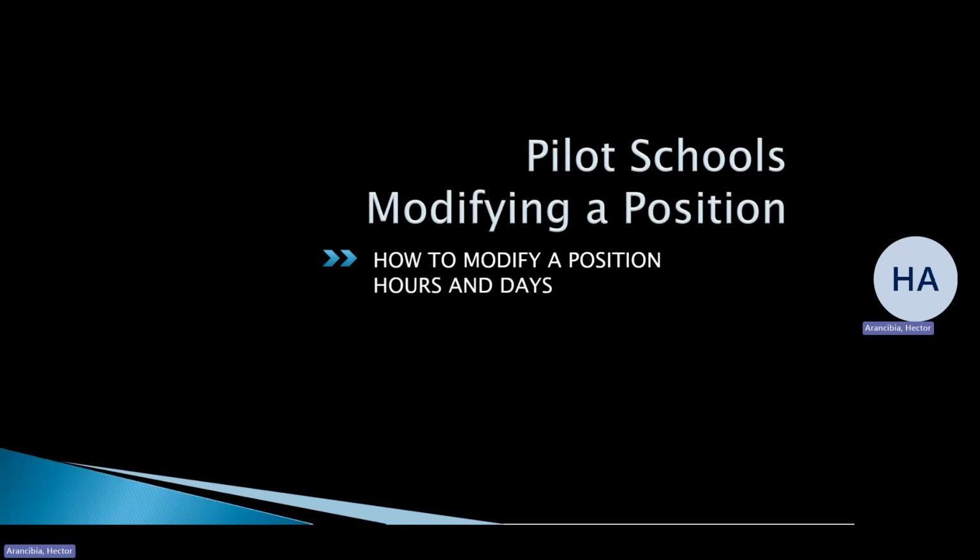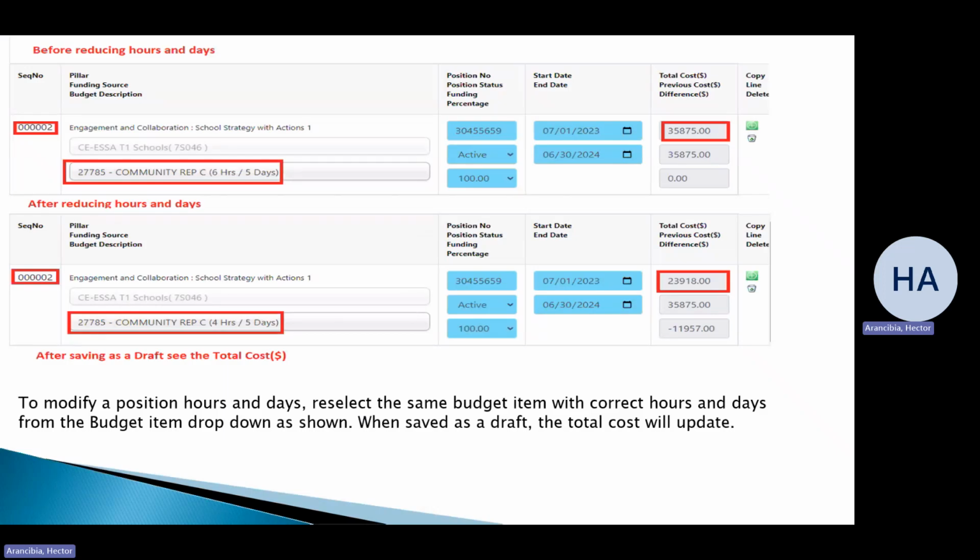Now we're going to cover how to modify a position. So to modify the position hours and days, simply reselect the same budget item with the correct hours and days from your budget item dropdown. When you save it as a draft, the total cost will update.